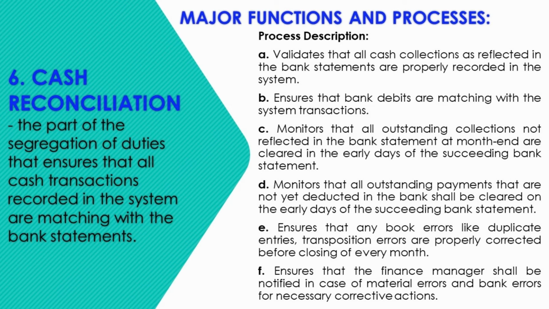The sixth function in the cash management system is the cash reconciliation. This is the part of the segregation of duties that ensures that all cash transactions recorded in the system are matching with the bank statements. Processes involved: first, validates that all cash transactions as reflected in the bank statements are properly recorded in the system. Second, ensures that bank debits are matching with the system transactions.